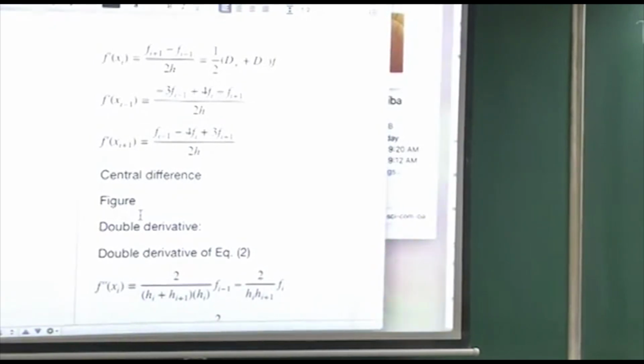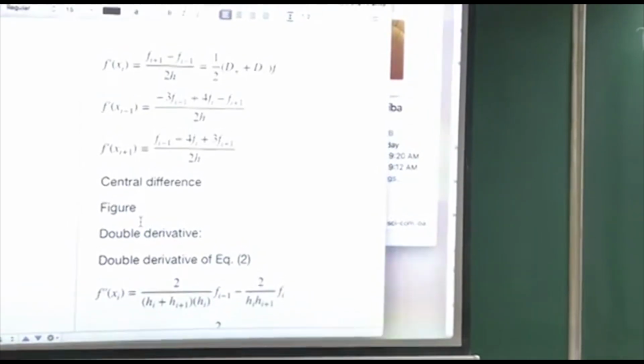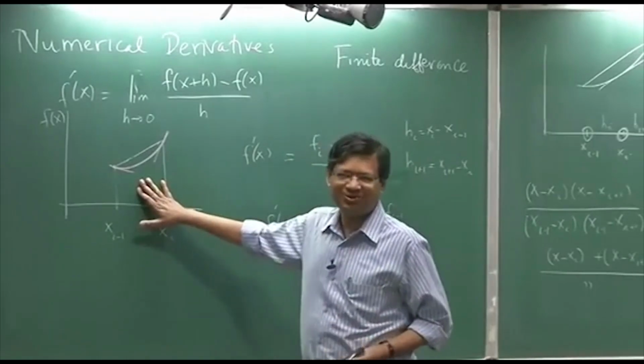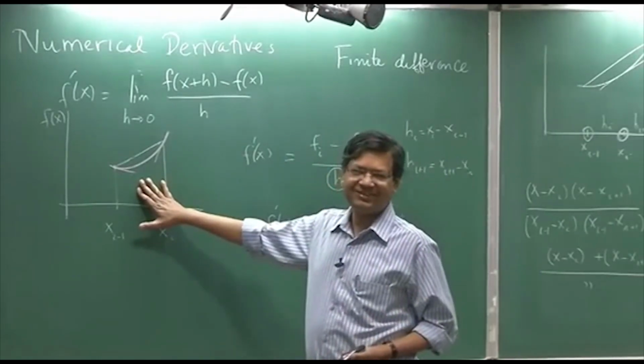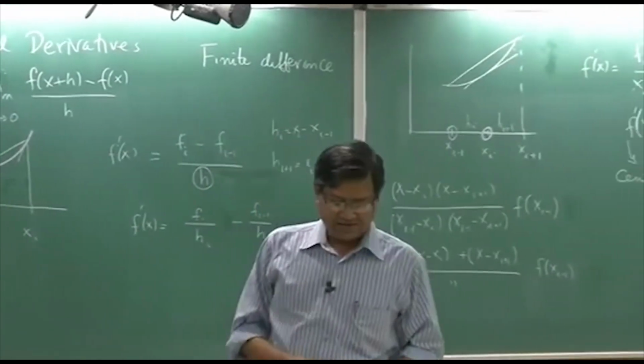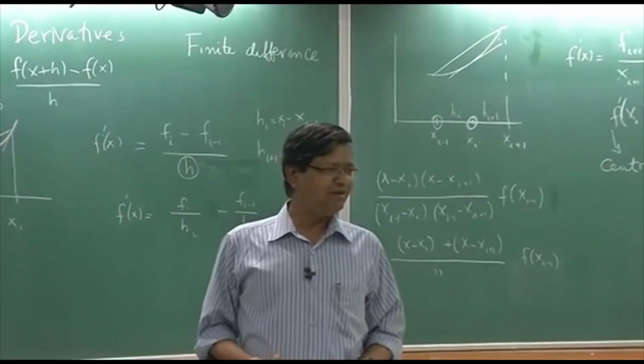Now, suppose somebody asks what is the second derivative. You will need second derivatives in many physics problems, like the Schrodinger equation, they are second derivatives. So, how will I compute the second derivative? With just 2 points, there is no second derivative. So, you need at least 3 points. So, how will I do it if I want the second derivative?